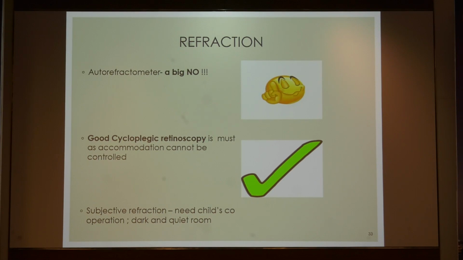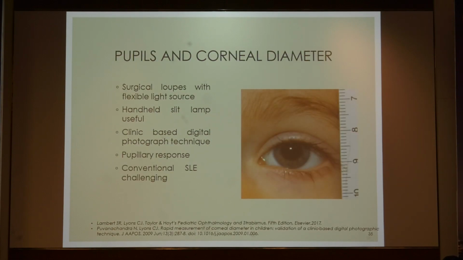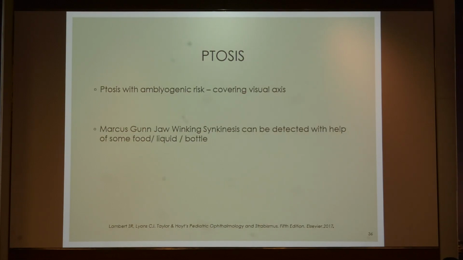Autorefractometer is a big no. Good cycloplegic retinoscopy is a must. Subjective refraction depends on the child's cooperation. Here the motor part of strabismus assessment is completed. Pupillary reactions need to be checked. Corneal diameter can be easily checked by a clinic-based digital photograph technique. A photo is taken with a millimeter scale parallel to the limbus, and later we can zoom in on the photograph and get an idea of the corneal diameter.